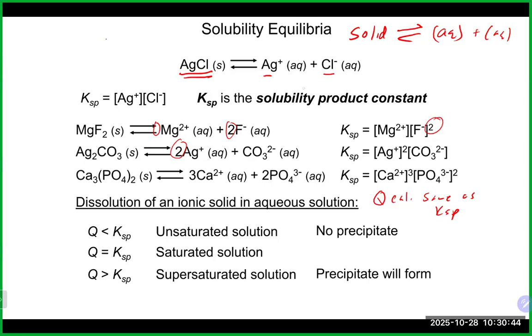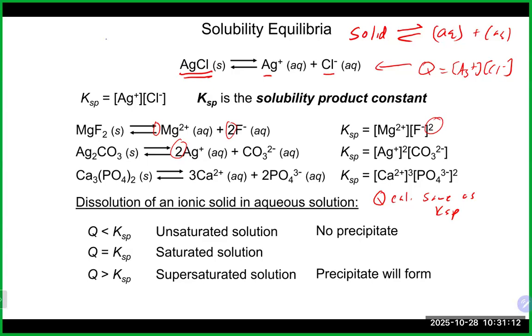So for example, if I wanted to calculate Q for this one, Q would be the concentration of silver times the concentration of chloride. Again, just calculate it the same way. If you do that and Q is less than the KSP value, then you have an unsaturated solution. And if you have an unsaturated solution, you would not expect a precipitate to form.